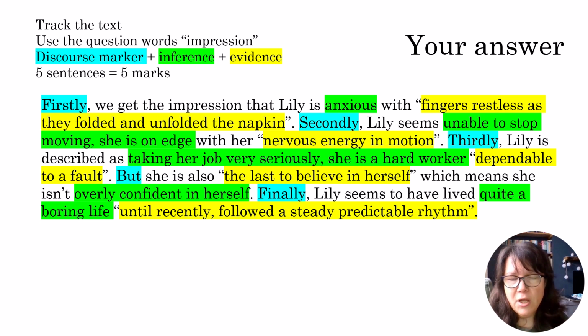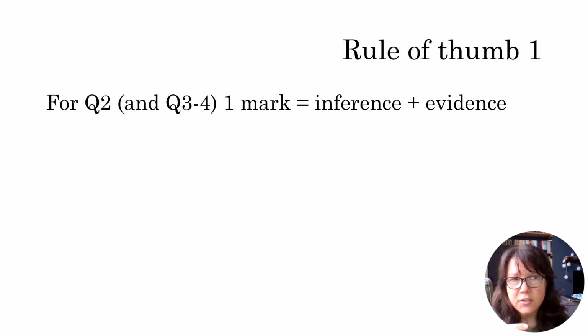So there are a couple of things to note here. There's no further explanation needed. You don't need to unpick the language or zoom in on any words or pick out any of the techniques that are going on. And that's one of the rules of thumb that I like to remind students about for the questions in the reading section that are 2, 3 and 4. Question 5 is a little bit different because it's the whole text question, but in general you are getting 1 mark for each time you do an accurate inference with the supporting evidence.